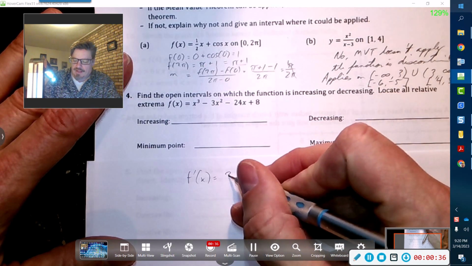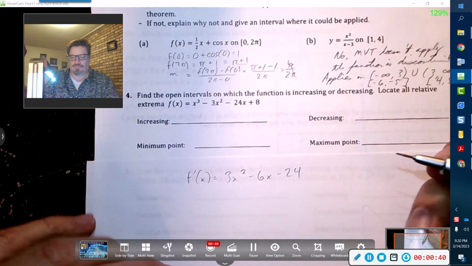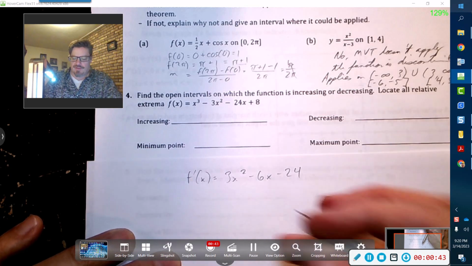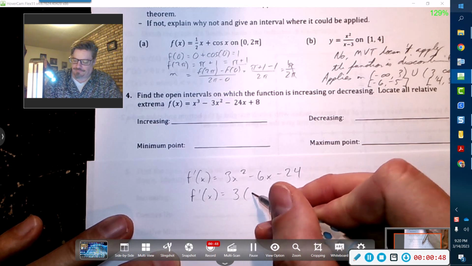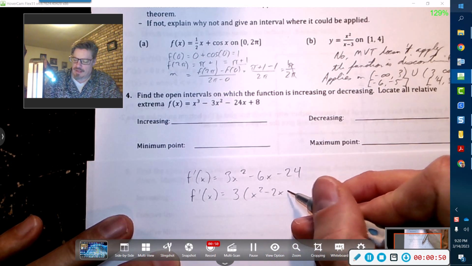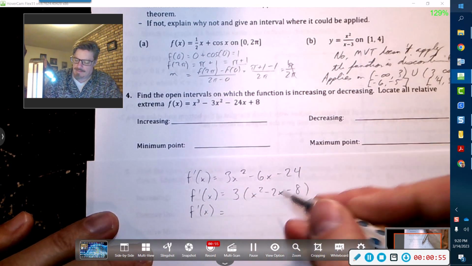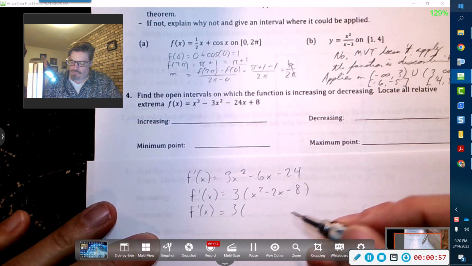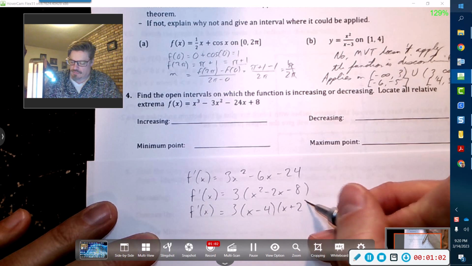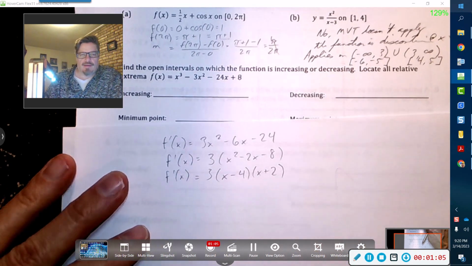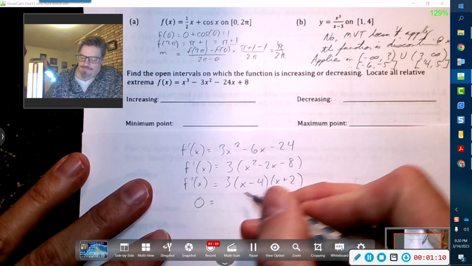All right, so we've got 3x squared minus 6x minus 24. That's our derivative. Let's factor out a 3. So take a 3 out: x squared minus 2x minus 8, and that's going to equal (x minus 4)(x plus 2), with factors negative 4 and positive 2. This means that where the derivative is 0 is where relative extrema are going to happen.